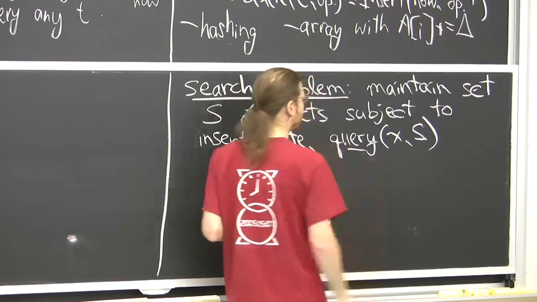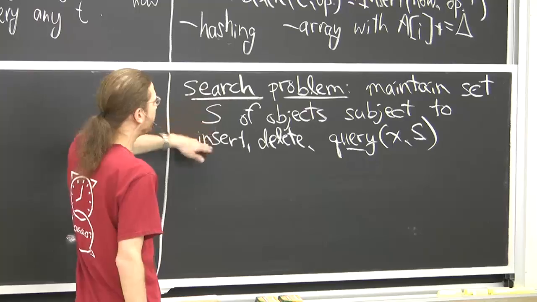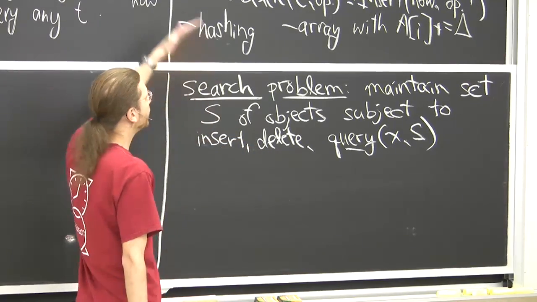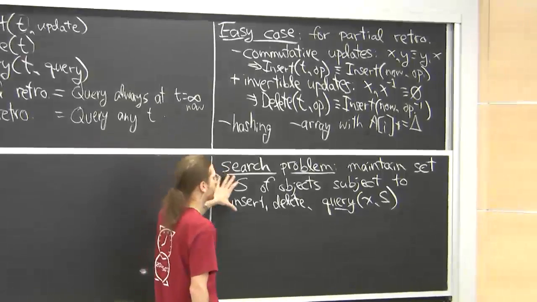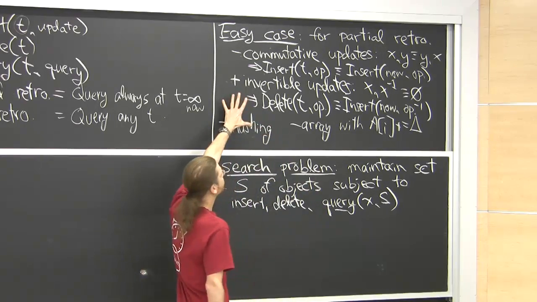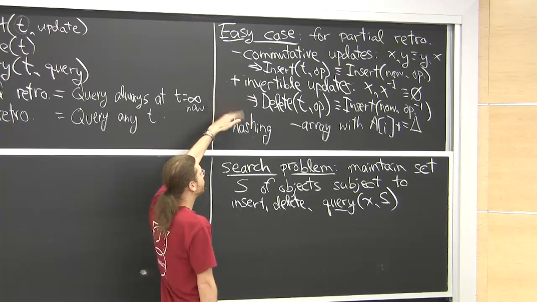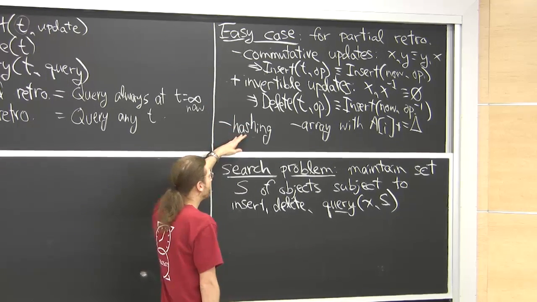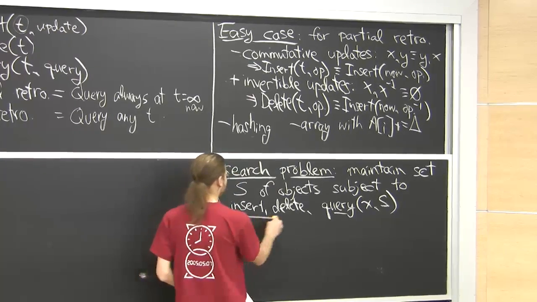And I want to focus in on the types of queries we allow. So in particular, insert and delete are commutative and invertible. They are each other's inverses. And queries are queries. This is really just a constraint on updates. So search problems fall into this easy class. So in particular, it covers hashing. Fine. That's a general class of problems.